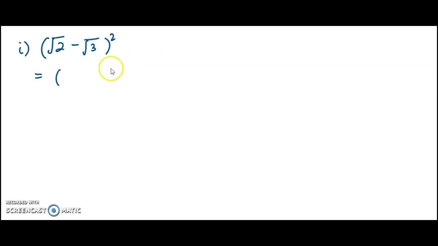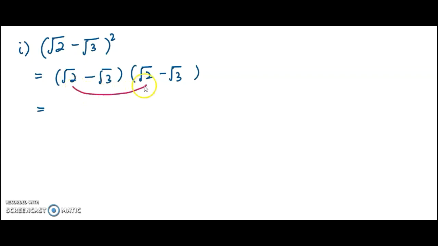For this example, we shall expand first. We have surd 2 minus surd 3 multiplied by surd 2 minus surd 3. This means by power of 2. And now I'm going to expand this. Surd 2 multiplied by surd 2, you got 2. Surd 2 multiplied by surd 3, alright, you got positive surd 2 multiplied by negative surd 3, you got a negative sign, and you got surd 2 multiplied by surd 3. Negative surd 3 multiplied by positive surd 2.